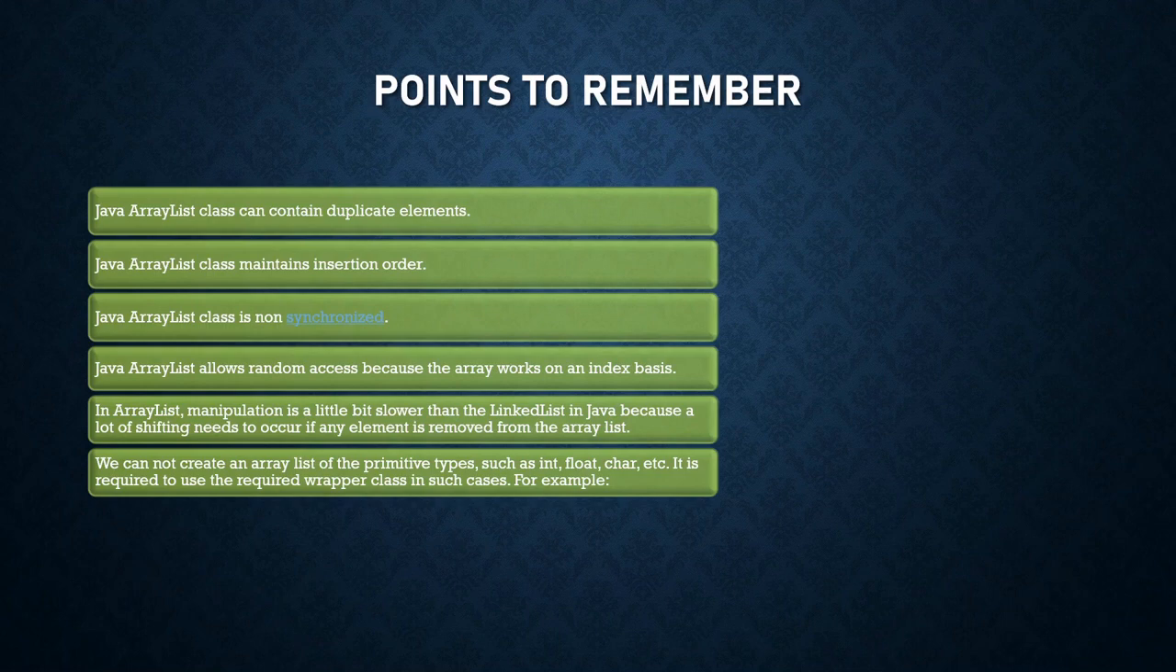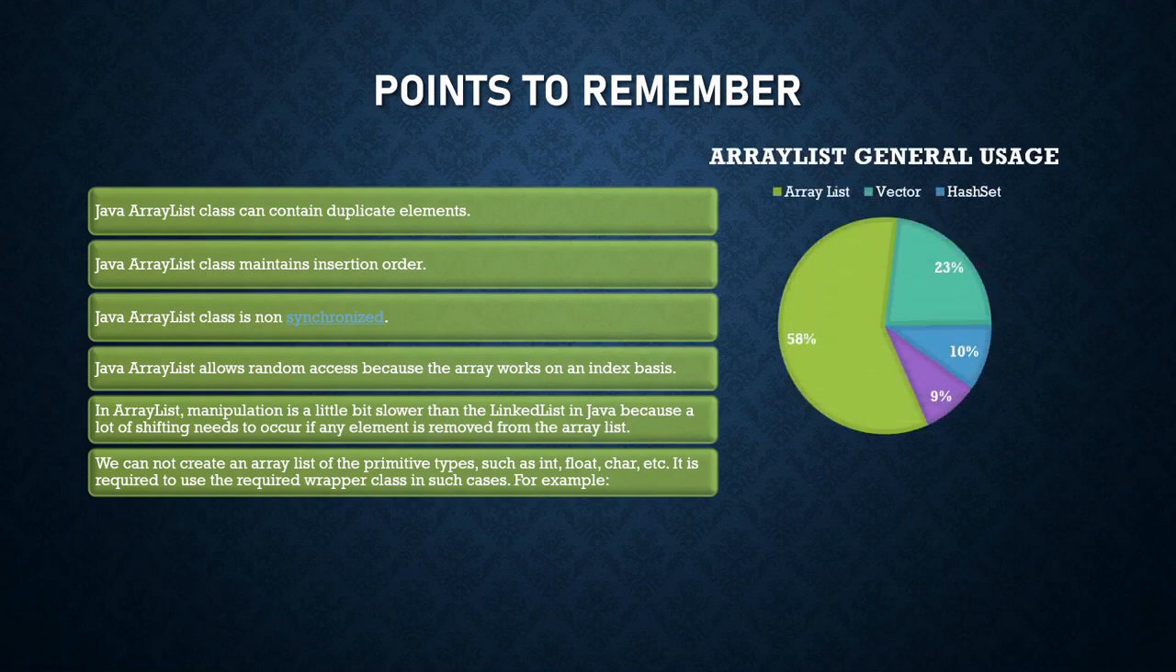And here we cannot create an ArrayList of primitive types. It won't allow storing primitive data types. It is required to use the wrapper class only in such cases. And next, main important, ArrayList in general usage. Most people use ArrayList rather than Vector, and most users in the collection framework use ArrayList to store the data because of its advantages.